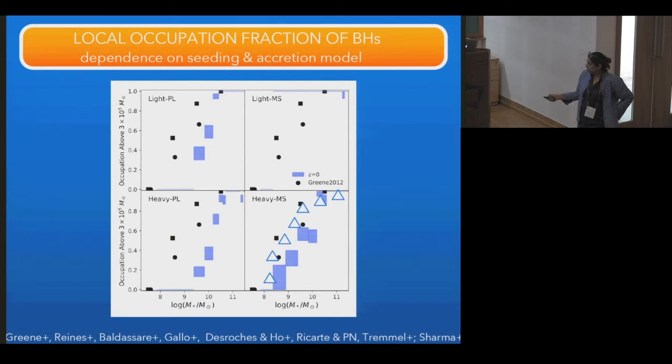So this is basically the low end, dwarf galaxy-ish right here. Challenging to find black holes, but people are starting to find them, right? So the blue boxes are predictions from our models, okay? So this is the light seed, power law, so different accretion models for light seeds. This is massive seeds. And what you see in black are the data from Elena Gallo and Jenny Green and collaborators, Amy Rines and collaborators.